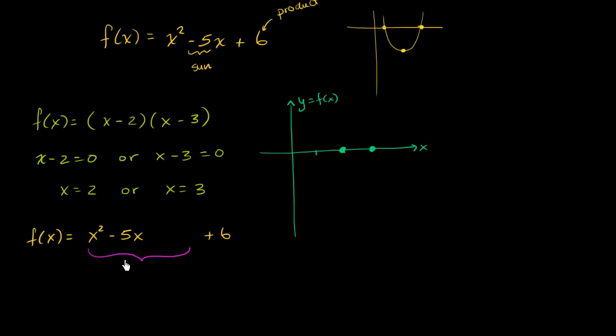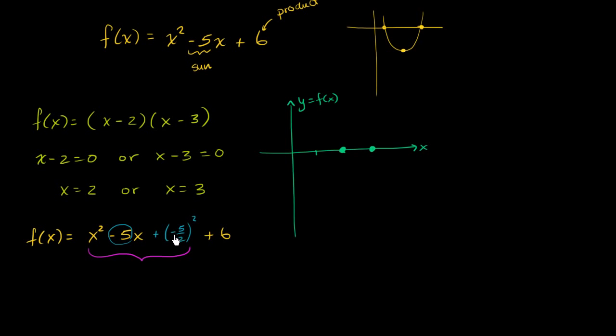And we've done this multiple times when we've completed the square. I encourage you to watch those videos if you need a little bit of a review on it. But the general idea is this is going to be a perfect square if we take this coefficient right over here, we take negative 5, we take half of that, which is negative 5 halves, and we square it. So we could write this as plus negative 5 halves squared.